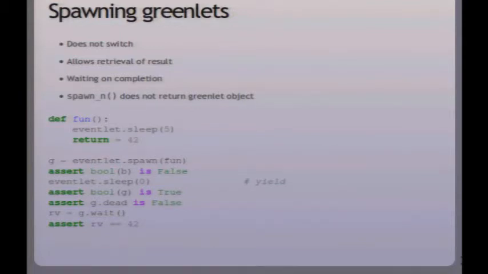So when you've actually spawned your greenlet, it hasn't actually started executing yet. You're still running in your single thread until you do something that is blocking. Eventlet.sleep is the blocking operation for Eventlet, just like time.sleep is in a normal thread. But sleep of 0 is a small trick to yield to the hub.